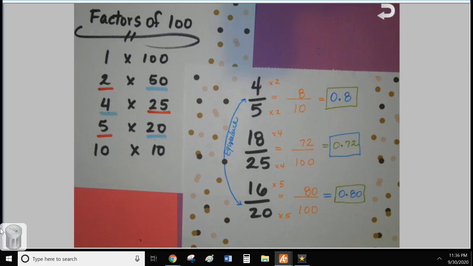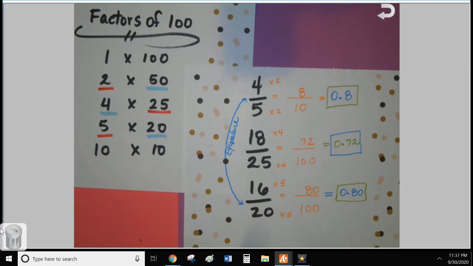18/25, you're going to make that into 100 by multiplying by 4. 18 times 4 gave me 72. And I got 72 hundredths. And then we had 16/20 multiplied by 5, and I got 80 hundredths. And then I looked at 16/20 and 4/5, and I was like, they're equivalent fractions. If I took 16/20 and divided the numerator and denominator by 4, I would end up with 4/5. So that was just luck of the draw, okay?